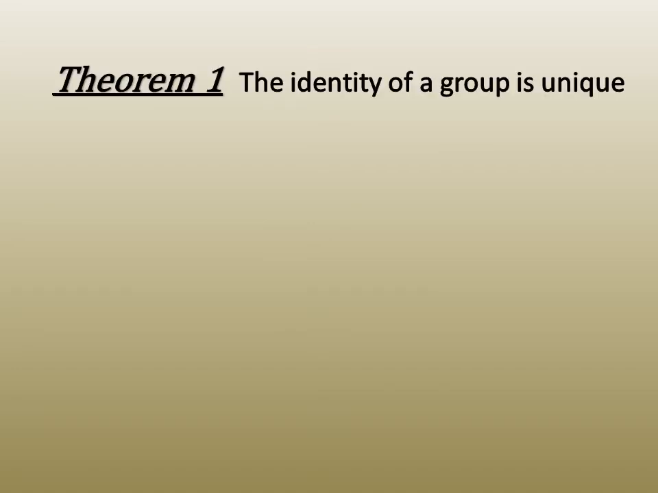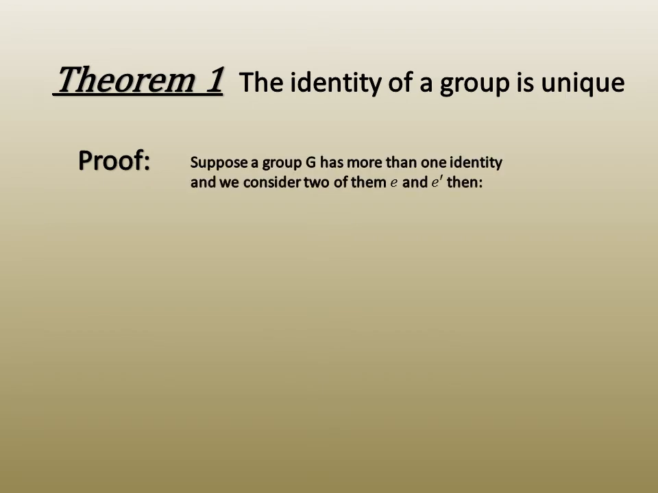Now we prove that the identity of a group is unique. From now on, instead of saying A operated on B, we will say A times B when we are talking about groups and making arguments about them in general. Suppose that a group whose underlying set G has more than one identity and that two of them are denoted E and E dash. Then A times E is equal to A for all A in G, and E dash times A is equal to A for all A in G.